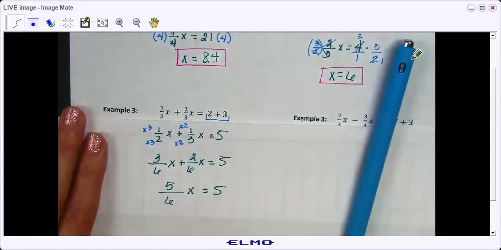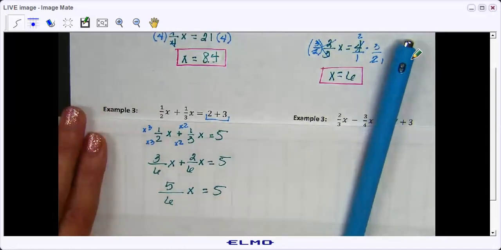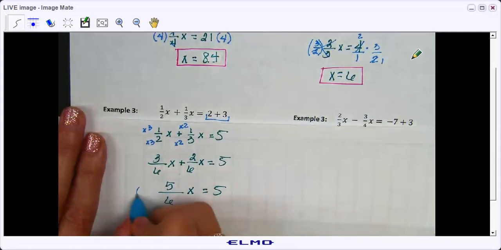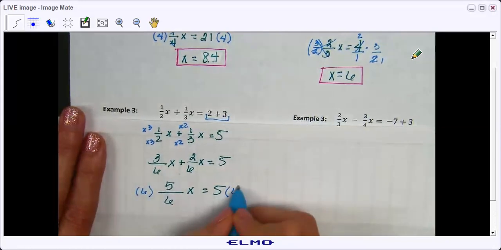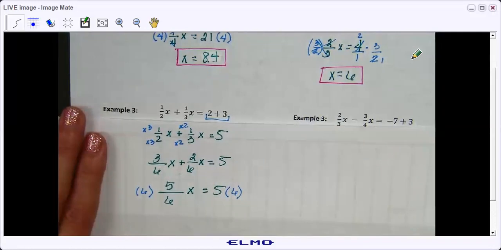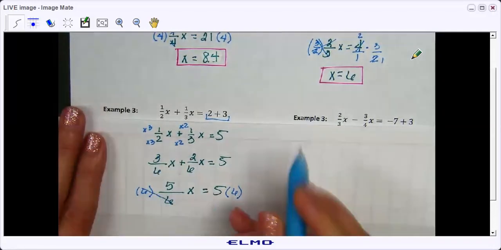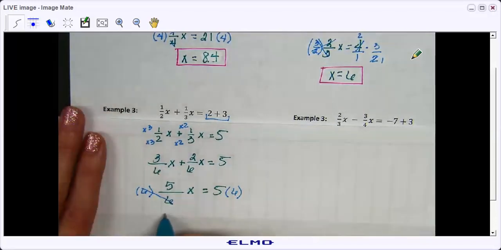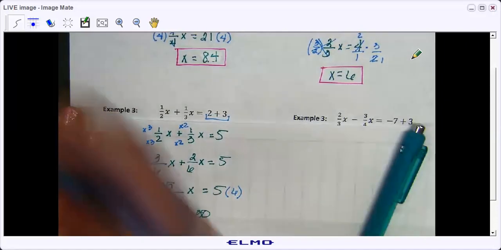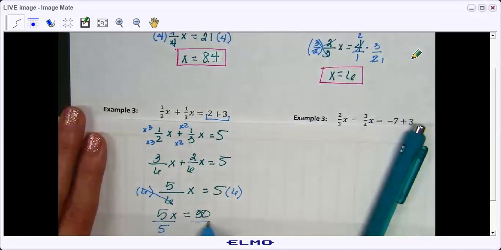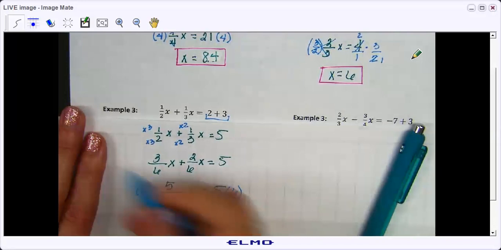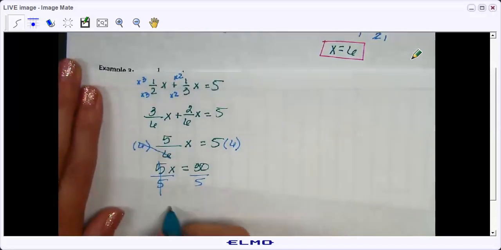Okay. And now I'm left with a problem that is similar to the first 4 that we did. I will multiply both sides by 6. Notice we're still multiplying both sides by 6. We're just doing it at the end. And these cancel out. And I'm left with 5x equals 30. And then I divide both sides by 5. And x equals 6.